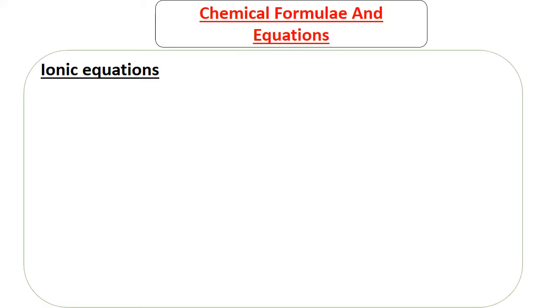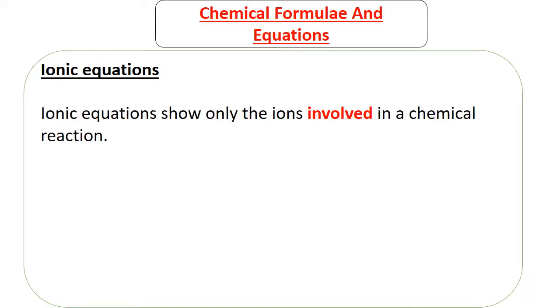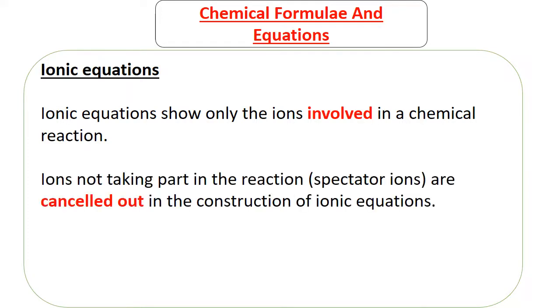So what are ionic equations? Ionic equations show only the ions involved in a chemical reaction. So whenever there is a reaction, ionic equations are only concerned with ions that are involved in the reaction. Ions that do not take part in the reaction, which are called spectator ions, are cancelled out in the construction of ionic equations. They're just spectating the reaction. They don't participate in the reaction.